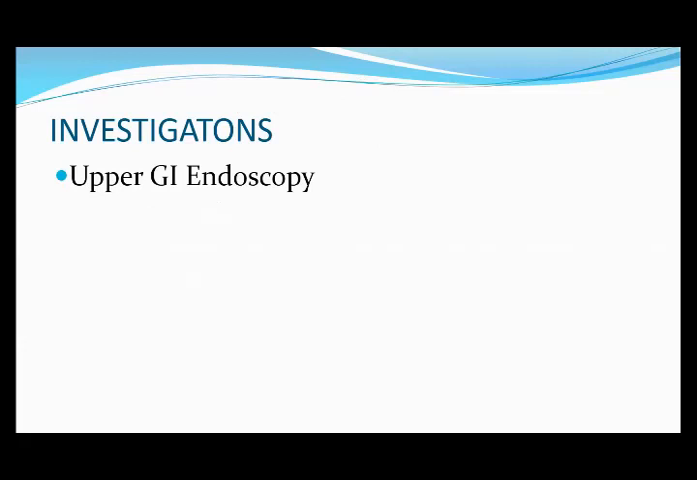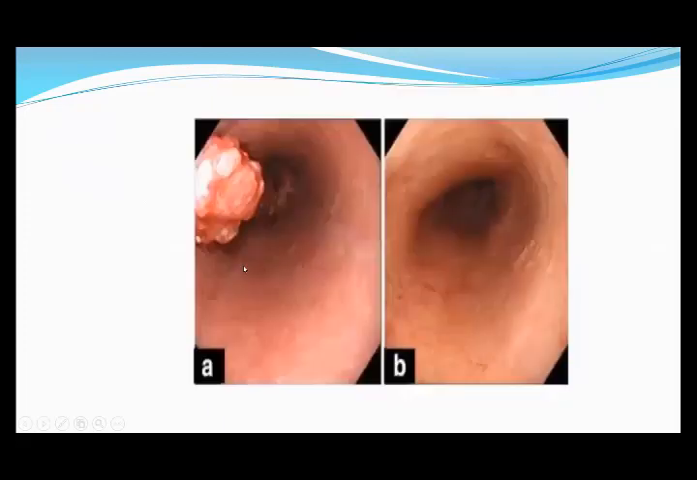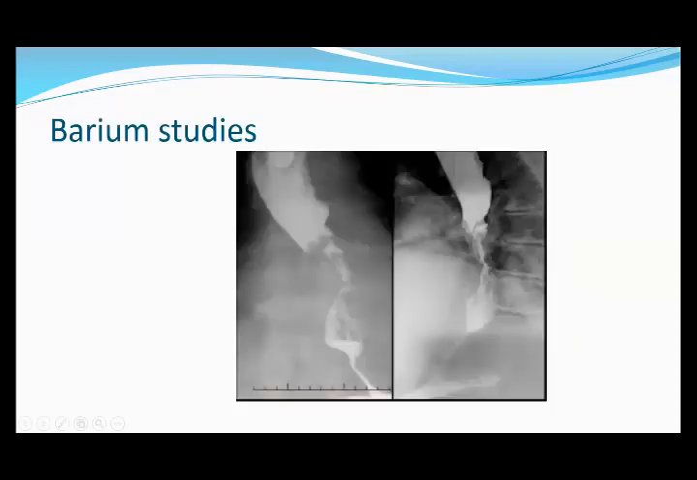Investigation: the main investigation is upper GI endoscopy. You can see the tumor mass in the lumen of the esophagus. Again, another view, the tumor mass in the lumen. This is carcinoma in this video. Barium studies show irregular filling defects. Irregular filling defects here, two views, you can see this.